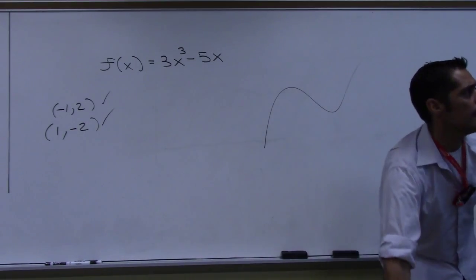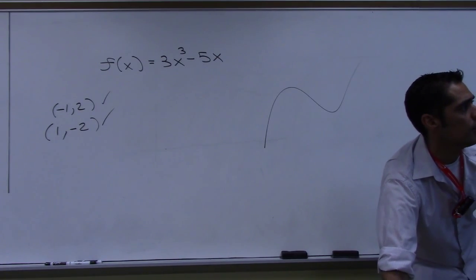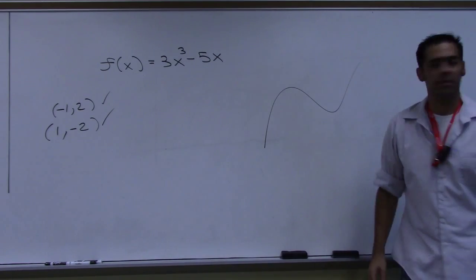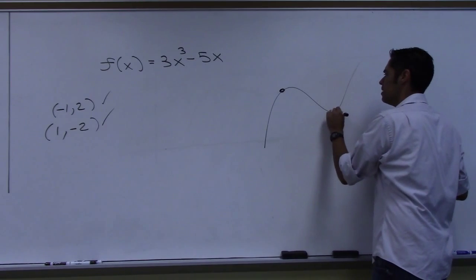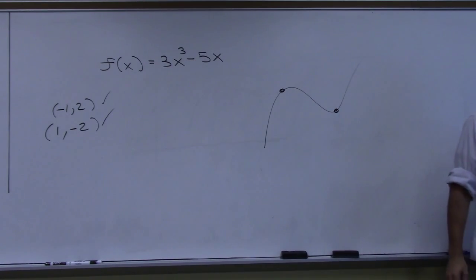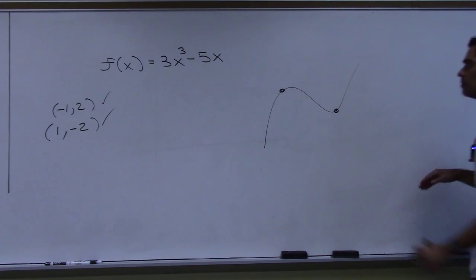I'm not sure where they are relatively, so let me just plot them for you. There they are. Okay, so one of them's up here, one of them's down here. Let's find the equation of the line through them.